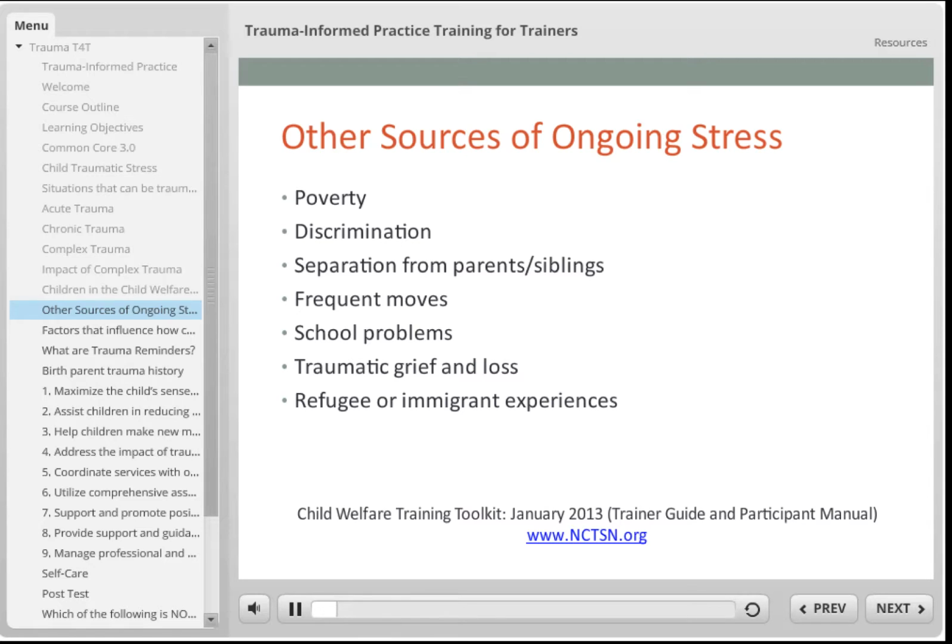Children in the child welfare system frequently face other sources of ongoing stress that can challenge workers' ability to intervene. Some of these sources of stress include poverty, discrimination, separations from parents or siblings, frequent moves, school problems, traumatic grief and loss, and refugee or immigrant experiences. Remember that most children and families involved in the child welfare system have been exposed to multiple traumatic events. By learning about the different types of trauma that can impact children and families, social workers are better able to support families and ensure that families receive trauma-informed interventions.